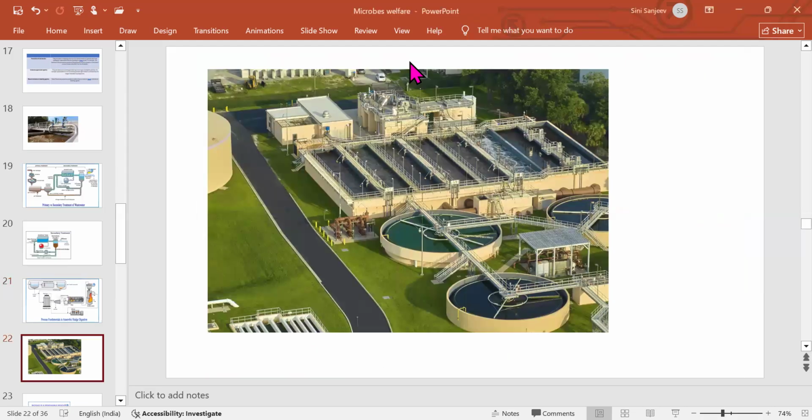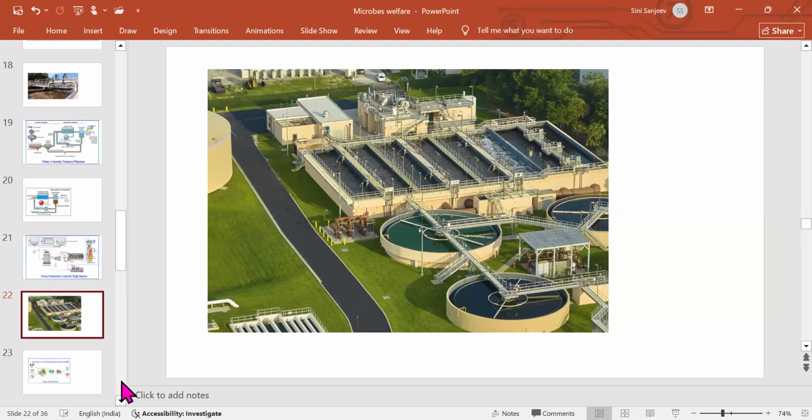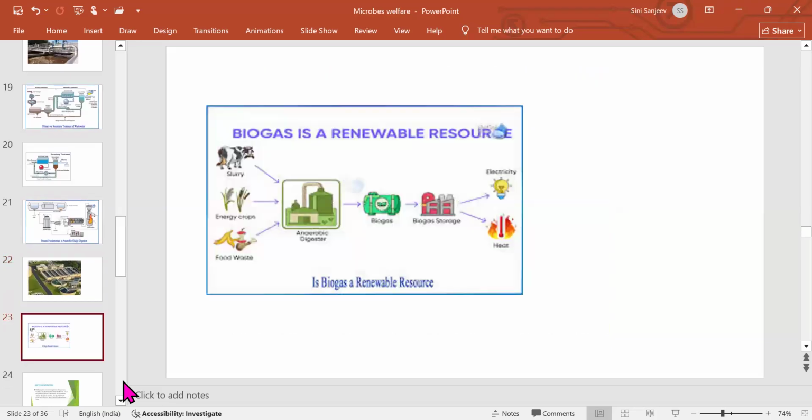So this is how your STP looks like. Okay, the sewage treatment plant. As you can see, big digesters and all those things are there. One by one, it does all the functions and finally it is released into the river bodies.